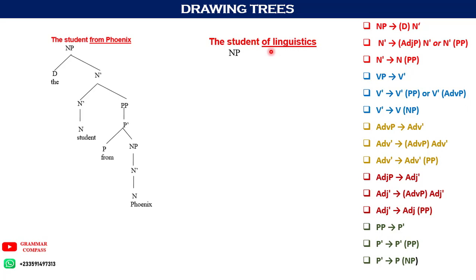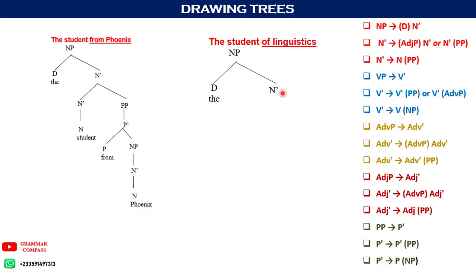First of all, this is a noun phrase, so we have our NP. Now this NP that we have has a specifier. So from top to down, you first do specifiers. This specifier is the, and this specifier should be, according to our rule, a sister to an N bar. That is what we have here.